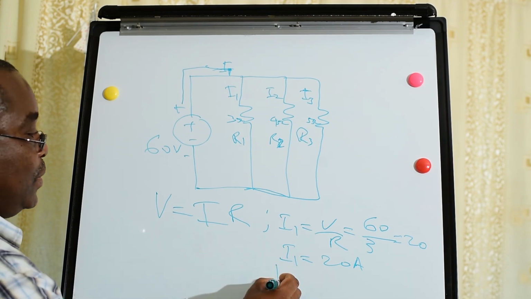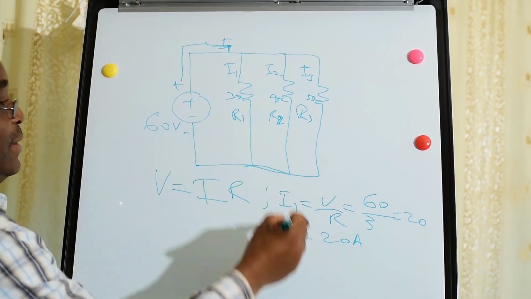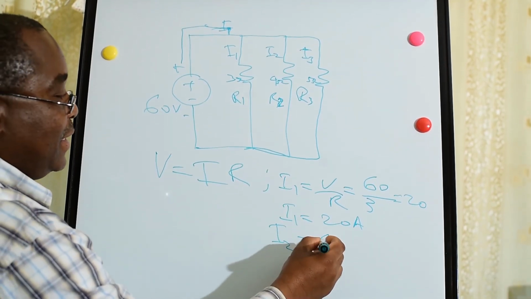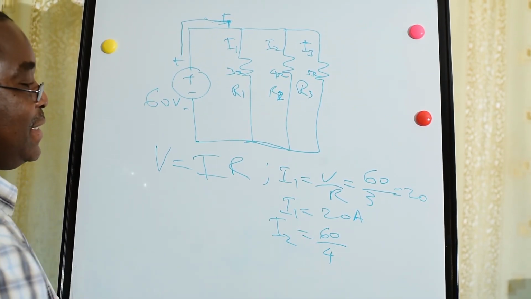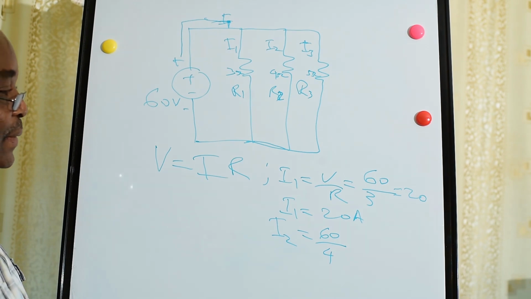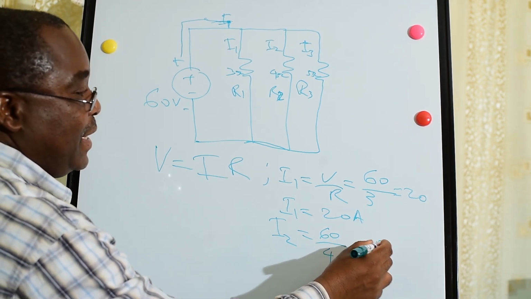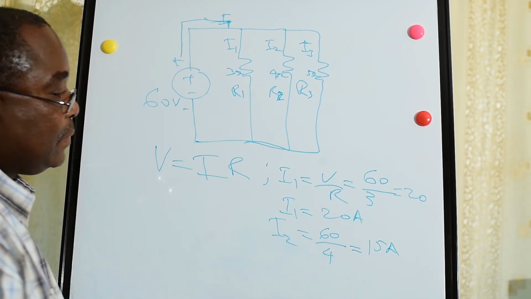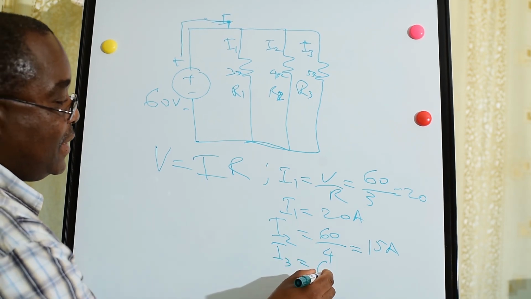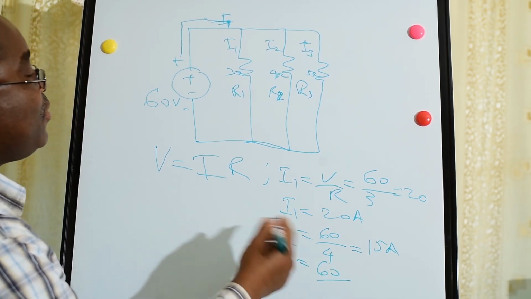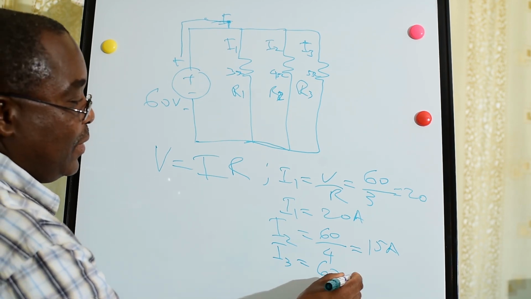For current 2, same formula, V is equal to IR. We have our voltage 60 over our resistance, which is 4, and then we have 15 amperes. Also I3 is equal to 60 volts, the same voltage across the parallel circuit, over 5, and we have 12 amperes.